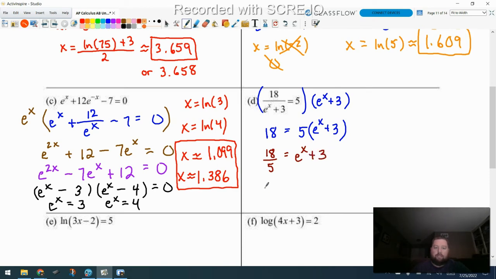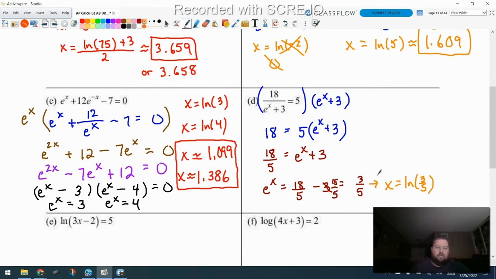And then subtract 3. All right, if you want to get picky about it, you can turn this 3 into a 15 over 5. So you get a common denominator, and then 18 minus 15 would be 3/5. And you get that. All right, then we take the natural log of both sides, and we end up with x equals the natural log of 3/5.